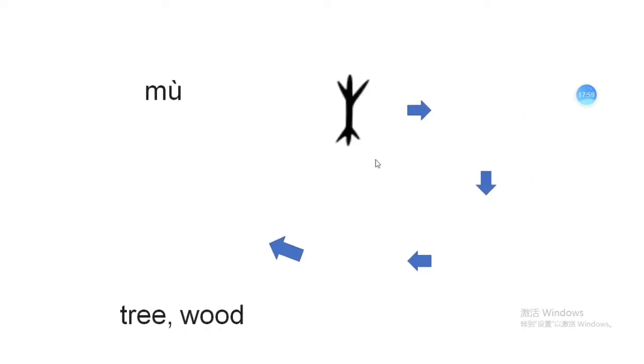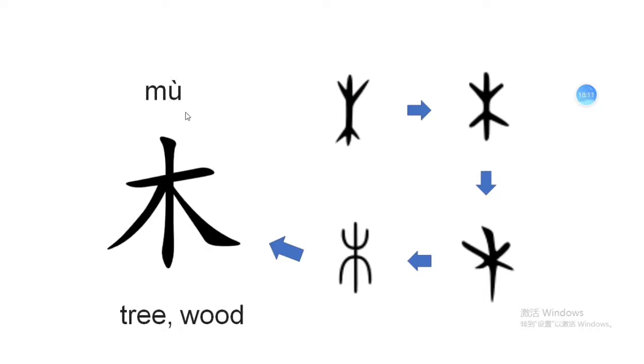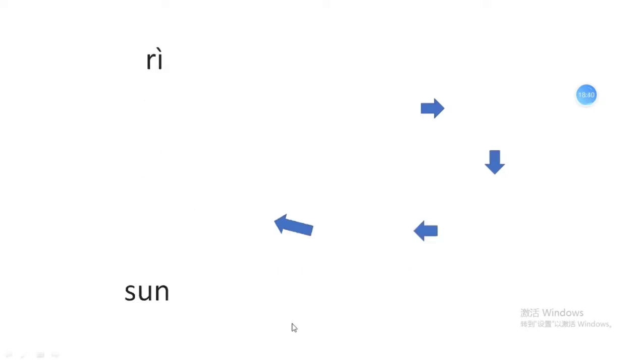How about this one? What do you think this character is? Actually, this is mu. Mu means tree, wood. See, this one is just like the tree, right? So these are the ancient forms of mu, of tree. Okay, just imagine these are the tree, and this is the leaves, these are the roots, and these are the trunk. Okay, so here this character means tree and wood. So now let's move on.